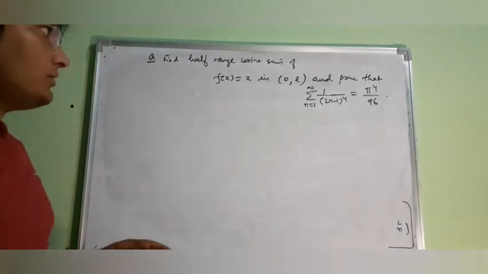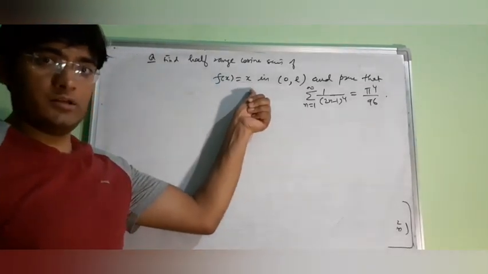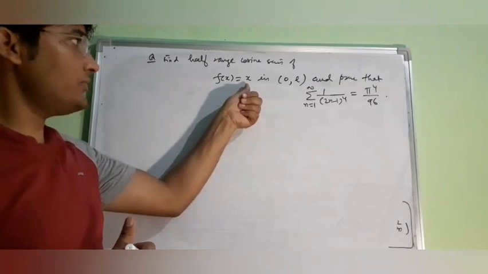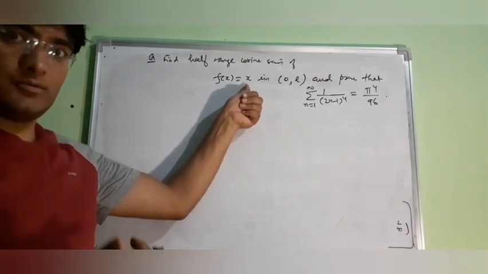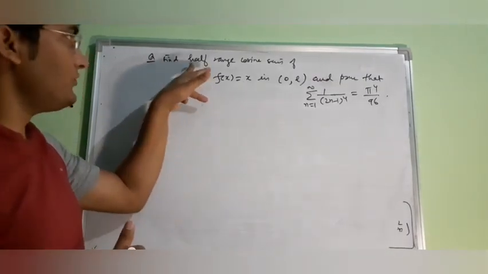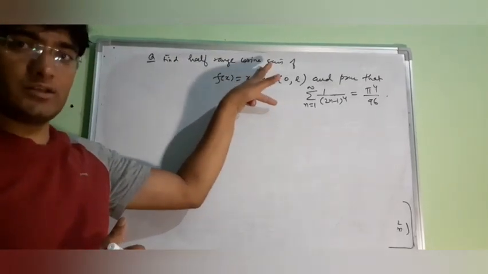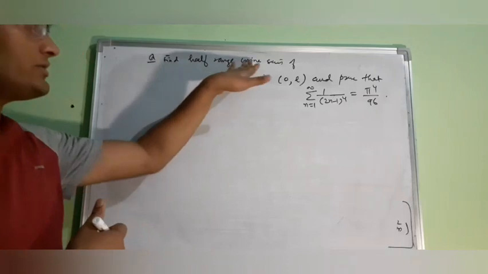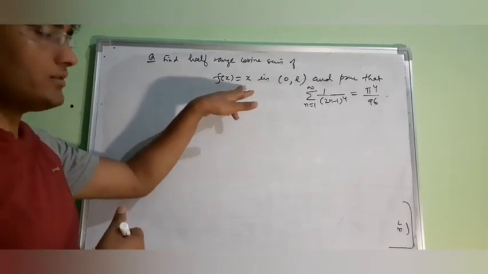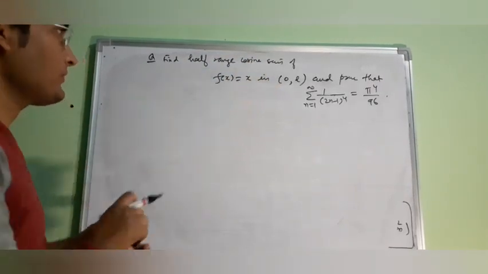Please note that here the function is odd, and when the function is odd, we will have to evaluate only b_n. But we are asked to find the half range cosine series, so let us find the cosine series. Here we are not going to find the sine series.